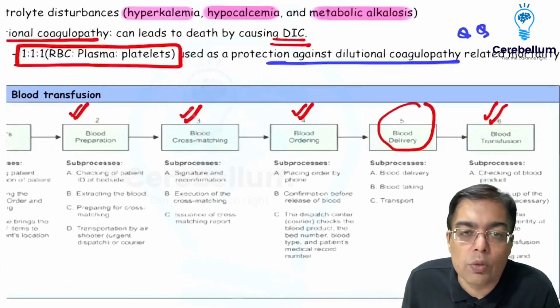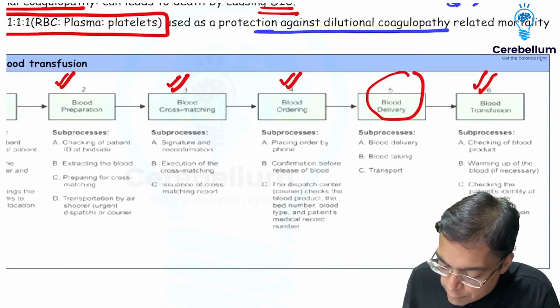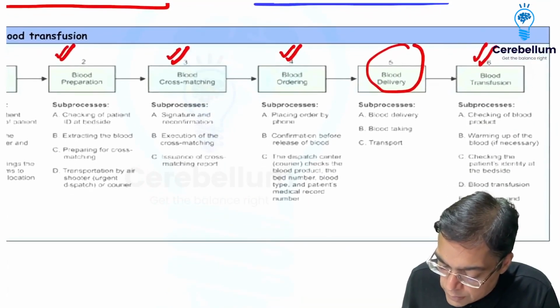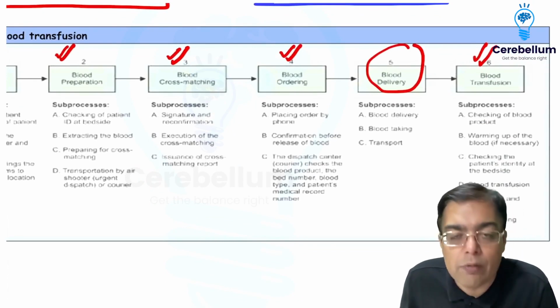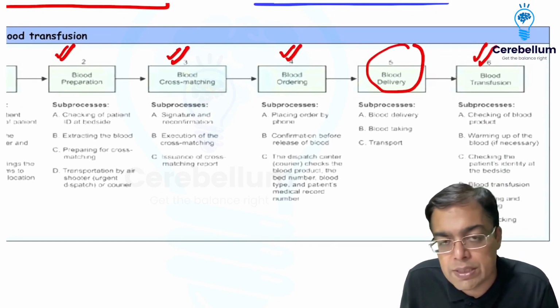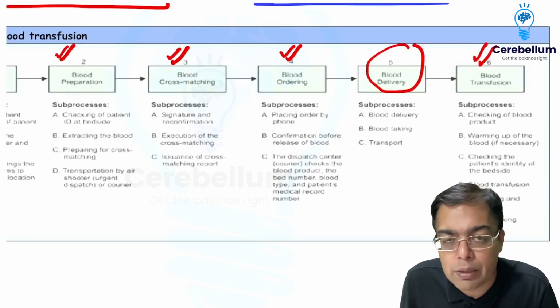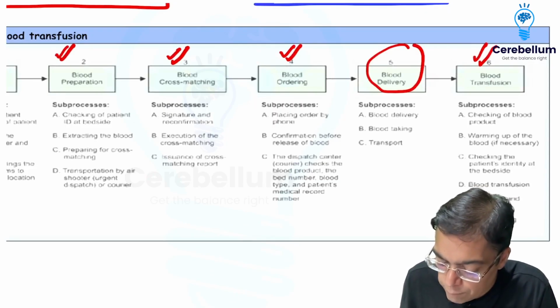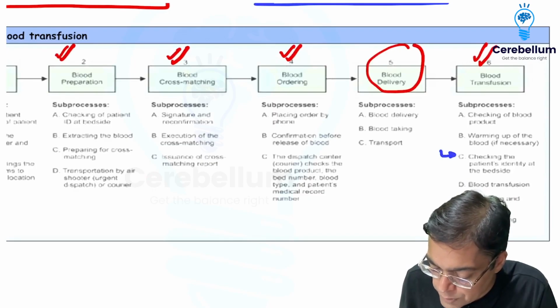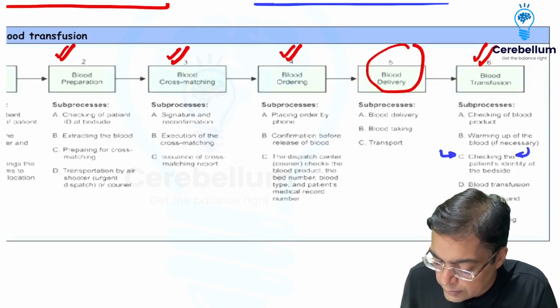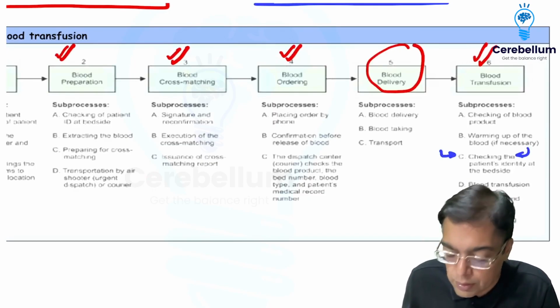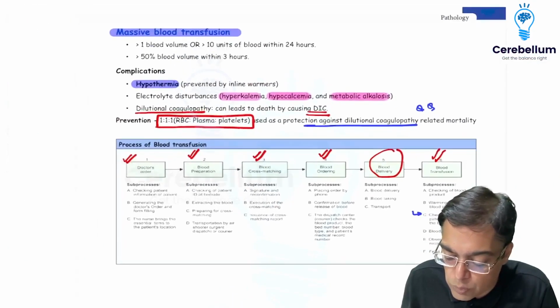It is better that you transfuse the blood after checking the blood component completely, and then you may rewarm it with the help of inline warmers if necessary, for example in case of multiple units being given to the patient. You have to confirm the identity of the patient. Pretty important practically. And then you have to observe the patient till the time the transfusion is completely finished.